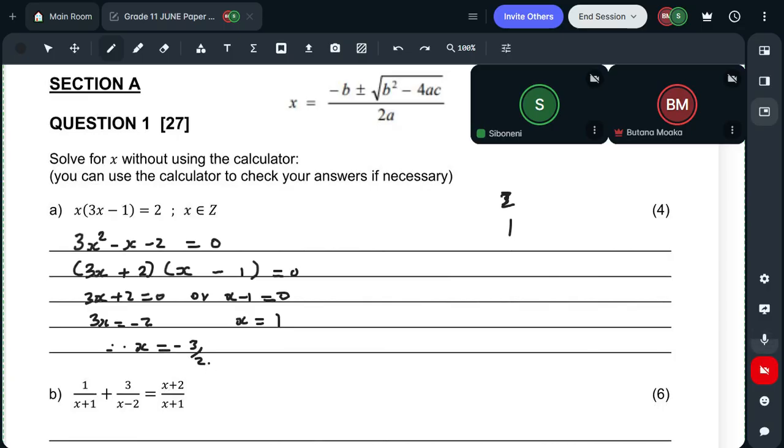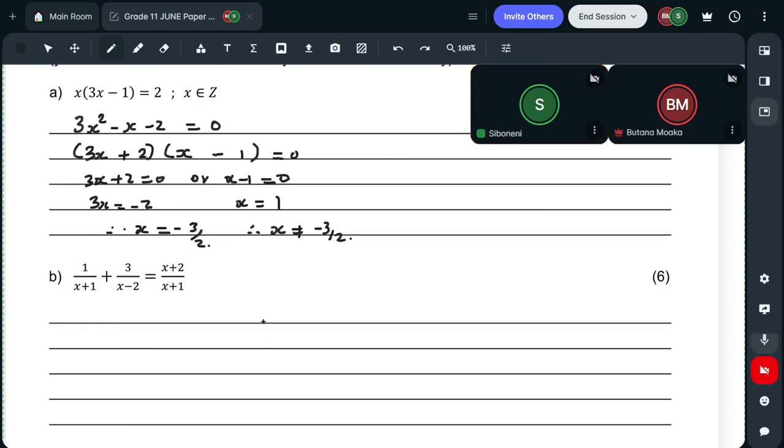But now, they said x must be an element of what? x must be an element of integers. Is 1 an integer? Yes. What about the minus 3 over 2? Is minus 3 over 2 an integer? It's a fraction. Can you see that? Yes. So therefore, we're going to reject that guy. x must not be equal to minus 3 over 2. Are you happy with that? Okay, let's move to the next question.